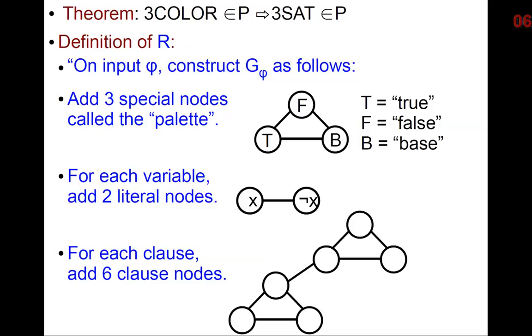Okay, then for each variable, you're going to put two literals, X and not X, and you're going to connect them with an edge. And for each clause, you're going to put 6 nodes in the fashion over there. Okay, these two triangles connected. So for each variable, you have an edge. For each clause, you have these six nodes, and then I'm going to tell you how you're going to connect all these things together. Okay, and then we'll see a picture.